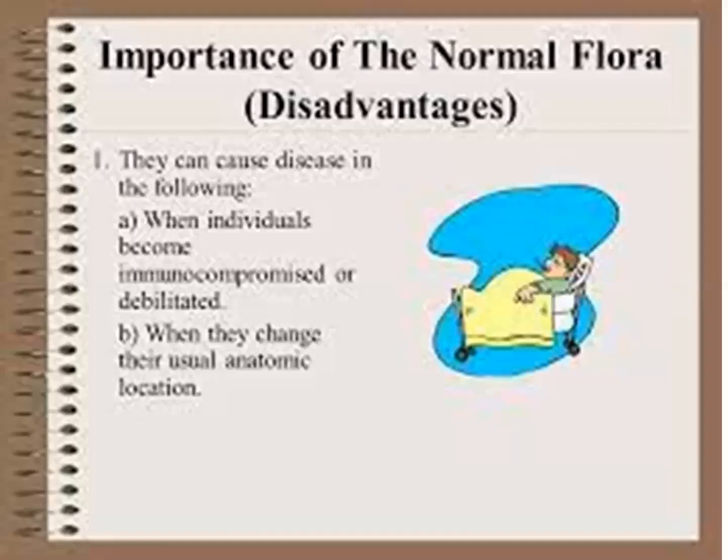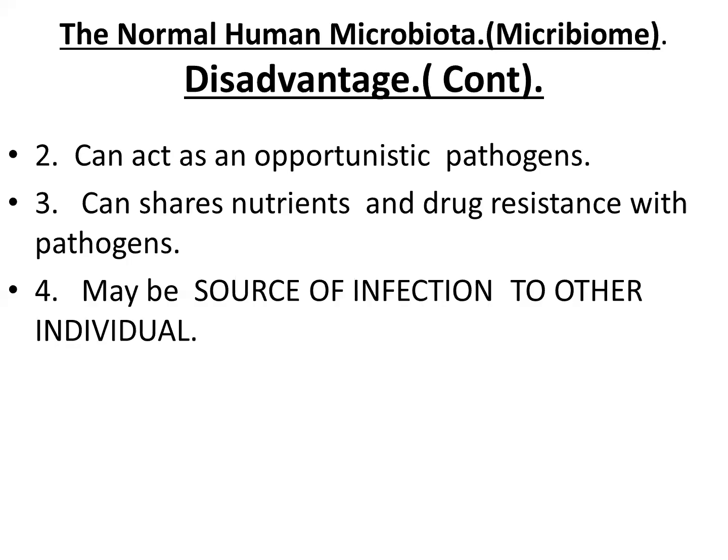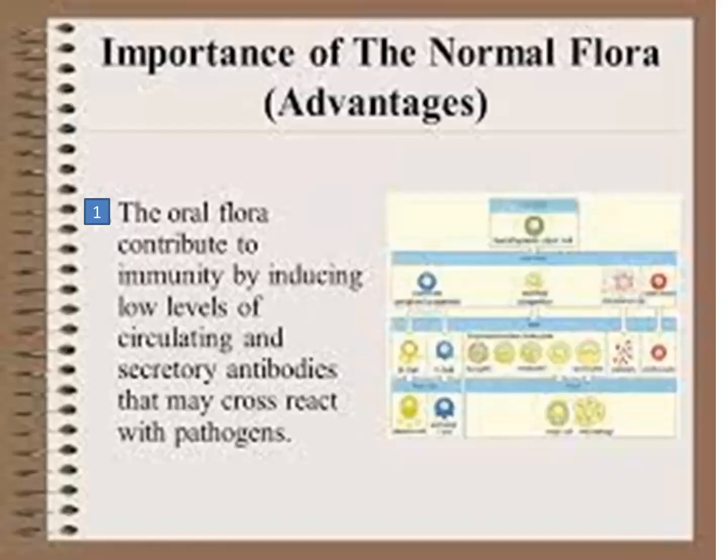The disadvantage: they can cause disease when individuals become immunocompromised or debilitated, or when they change their usual anatomical positions. They can act as opportunistic pathogens, compete for nutrients, carry drug resistance with the pathogens, and may be a source of infection to other individuals.